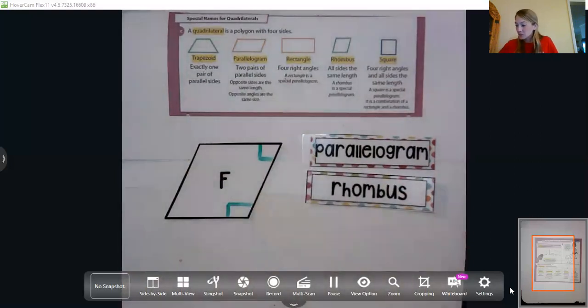Okay, now a square has to have 4 right angles and all sides the same length. Why can it not be a square? Because it doesn't have 4 right angles, so it can't be a square. So this one's only a parallelogram and a rhombus.